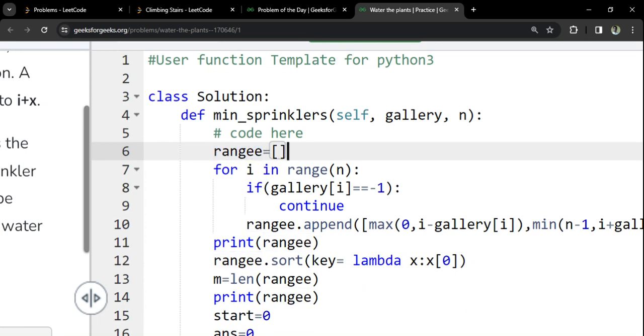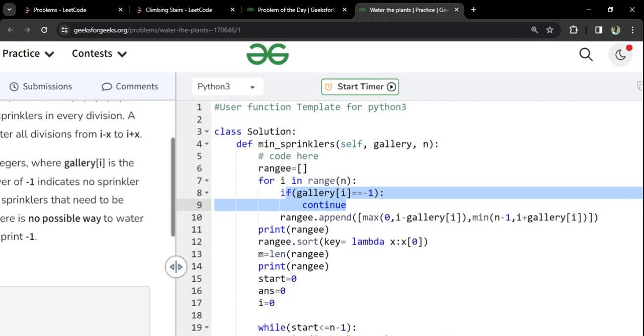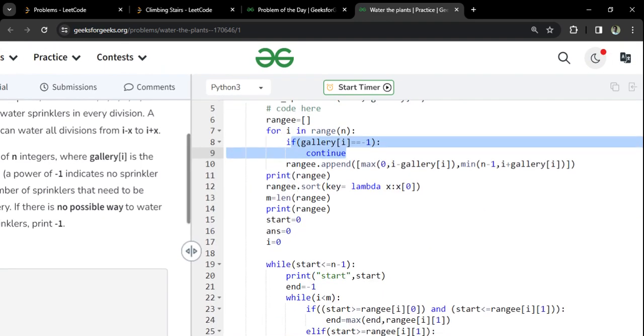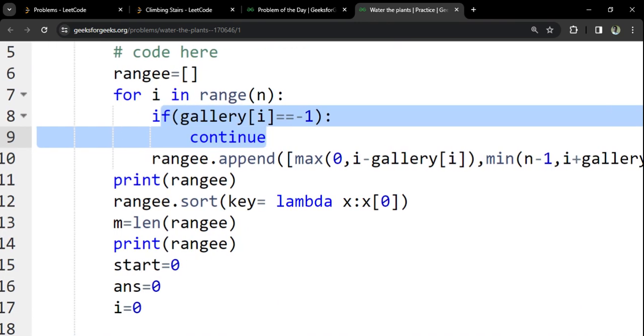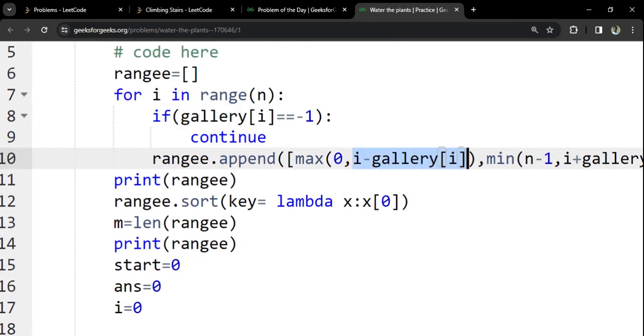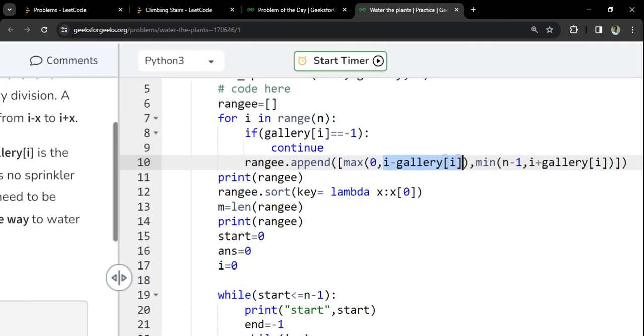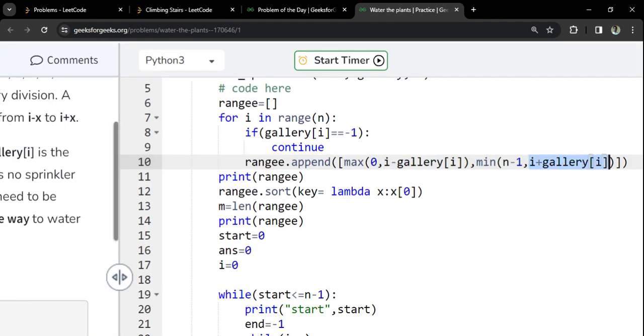What I will do is go through the gallery, unless the gallery value is -1. If the gallery is -1, we don't need to do anything. Other than that, go to each index and do the subtraction: i minus gallery of i, and the other one is i plus gallery of i. So this is basically a range.